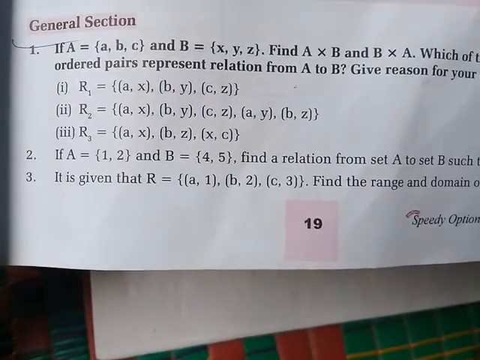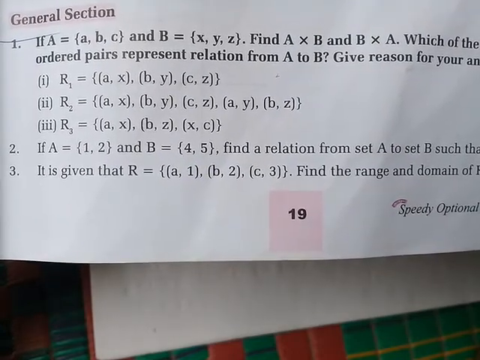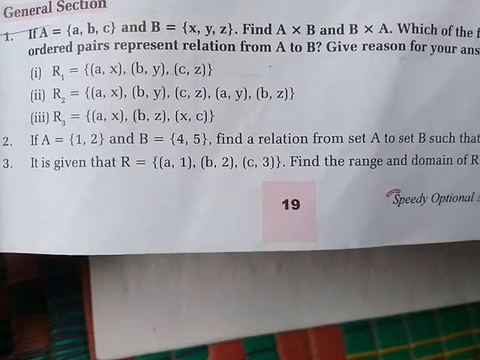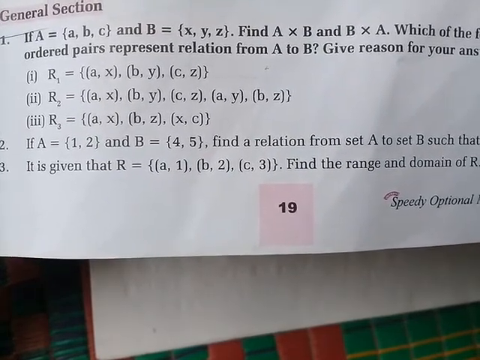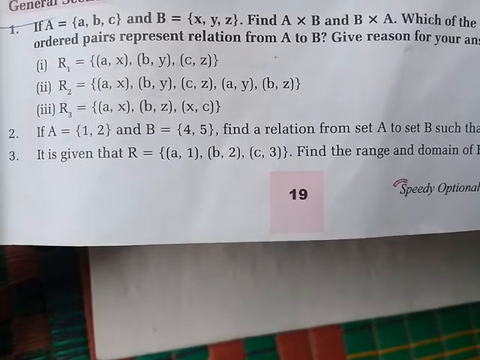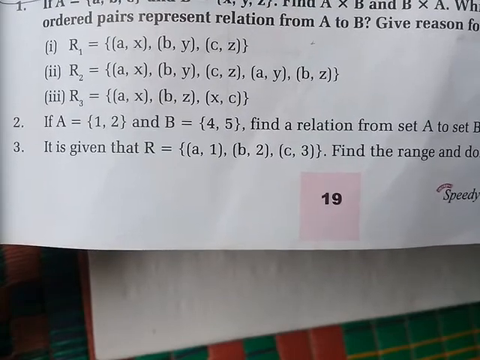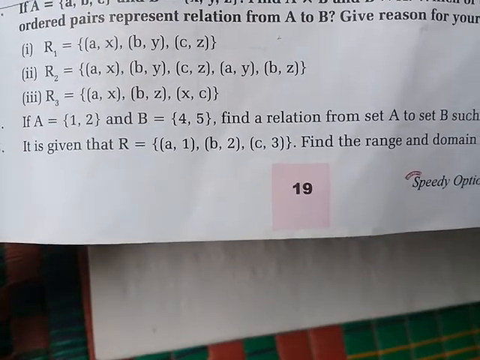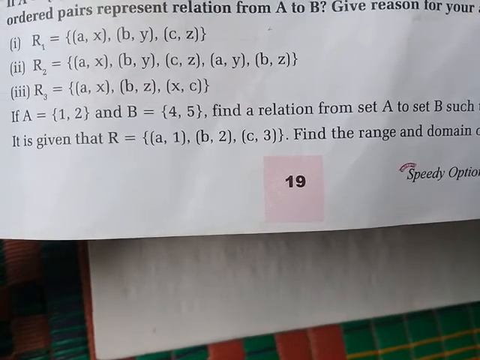So in the relation first, if we represent a, b, c by numerical order, then there may be a constant difference or some less than or equal to. So R2, yes, it is a relation. So (a,x), (b,y), (c,z), (a,y), (b,z), it also may be a relation.